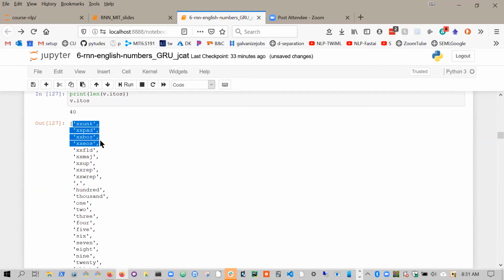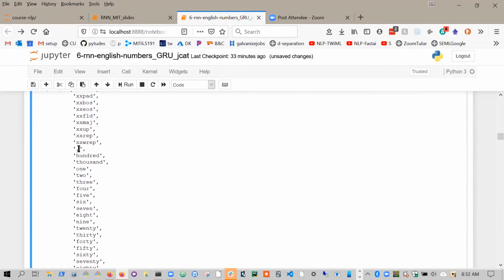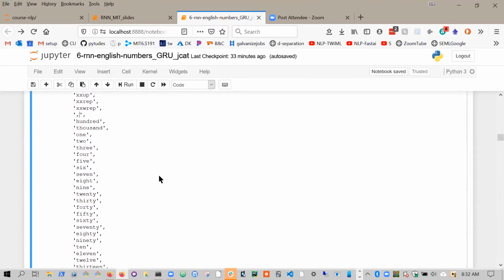These padding tokens, beginning of string, end of string. I guess this is capitalizing. I'm not sure we even need that. I forget what XXFLD is. I forget what up rep and W rep is right now. But the only ones that we really need to use, as you can see, are the commas to separate the numbers. And then you have the hundreds, the thousands.